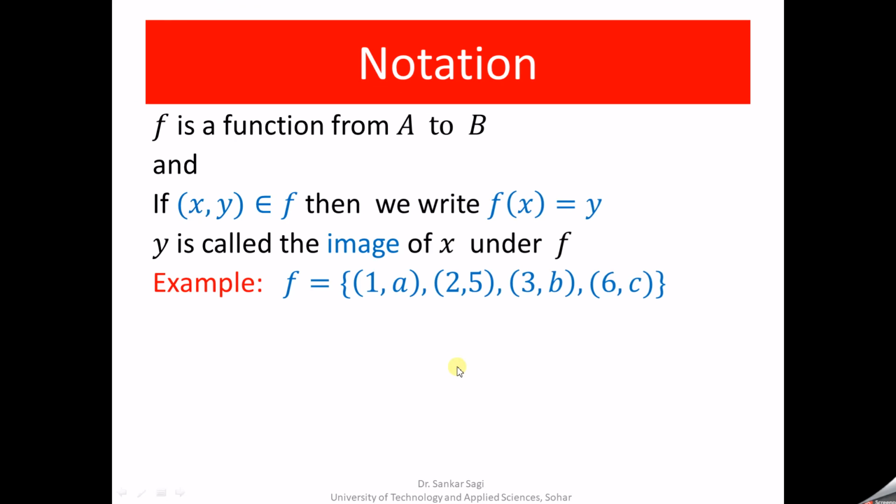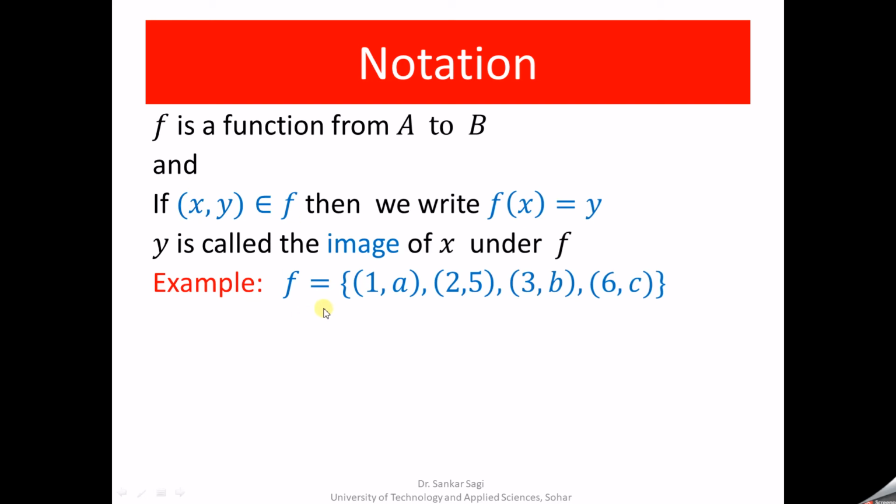So if we look at the notation for a function, if F is a function from A to B, and if (x, y) belongs to F, that means the element x is mapped to the element y in the second set, then we can write f of x is equal to y. And we call y the image of x under the function f. So both these notations are the same. (x, y) belongs to f is the same as f of x is equal to y, which tells that y is the image of x under f.